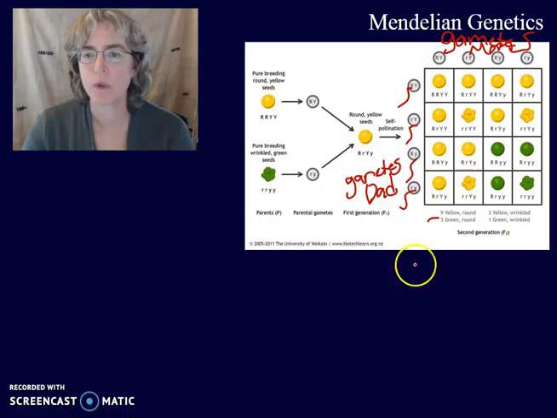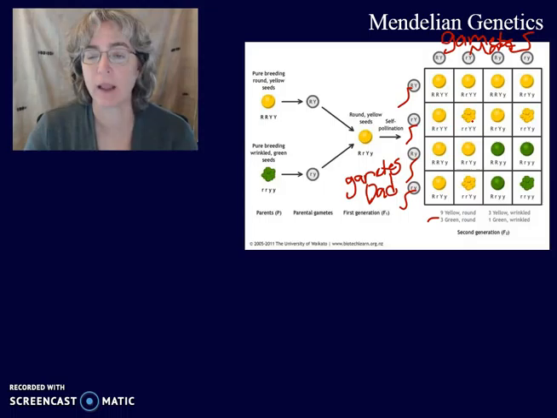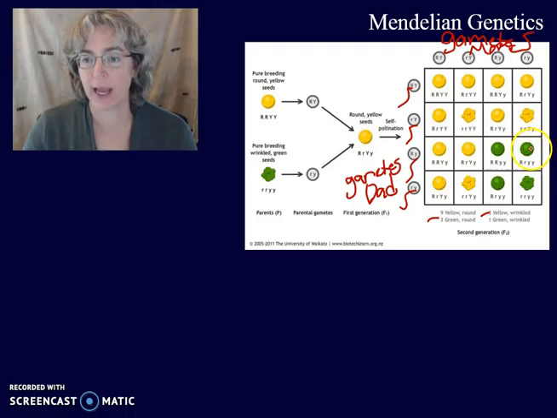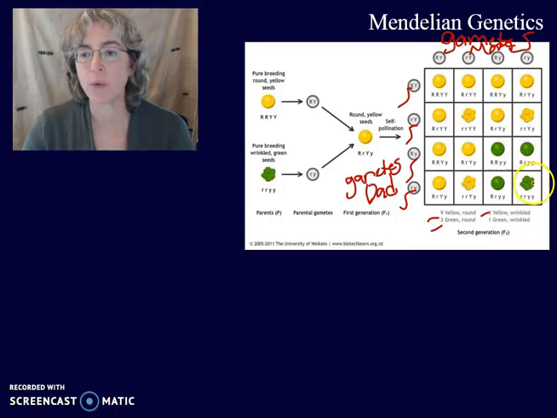How many are you going to get that are wrinkled and yellow? You're going to get 1, 2, 3 wrinkled yellow. How many green round are you going to get? 1, 2, 3. And then how many green wrinkled? So when you combine these gametes in fertilization to come up with these offspring, this is the ratio you're going to get.